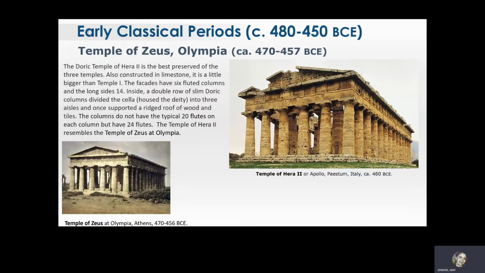Inside, it has a double row of slim Doric columns divided by the cella, which is the house of the deity, into 3 aisles, and one supported a rigid roof of wood and tiles. The columns do not have the typical 20 flutes on each column, but have 24 flutes. The Temple of Hera II resembles the Temple of Zeus at Olympia.